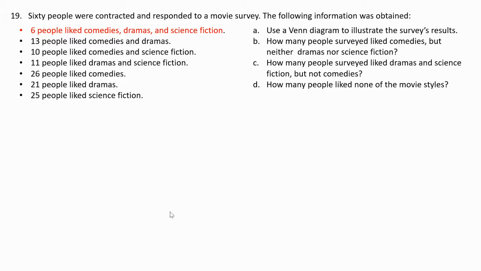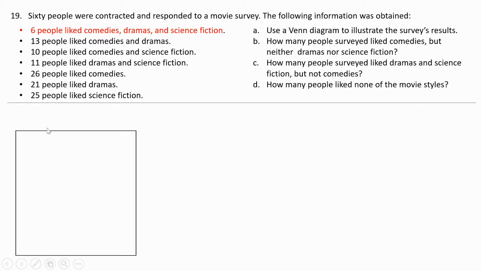11 people like dramas and science fiction. 26 people like comedies. 21 people like dramas. 25 people like science fiction. So it says to use a Venn diagram to illustrate the survey's results. So we have to use a Venn diagram. Okay, so let's do this.